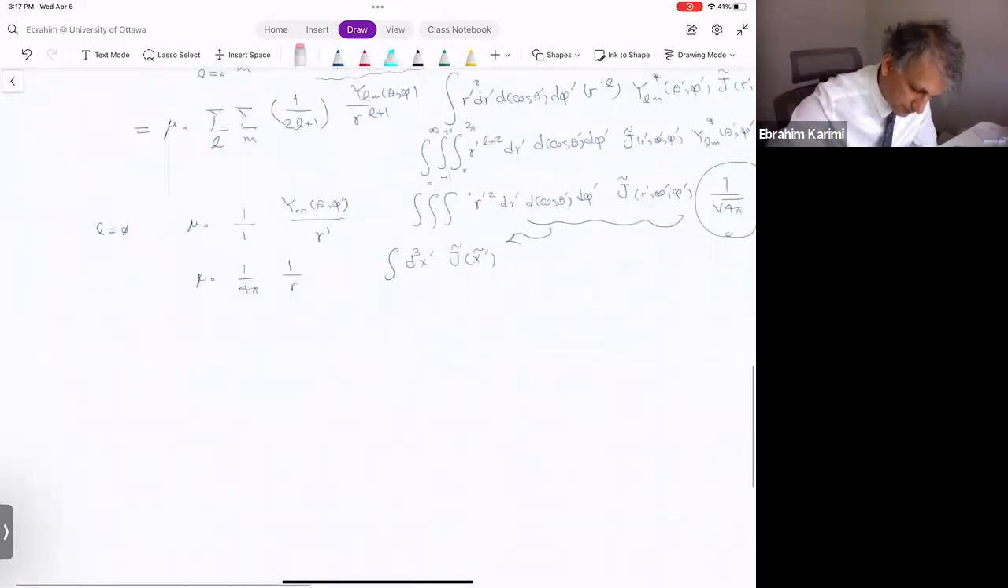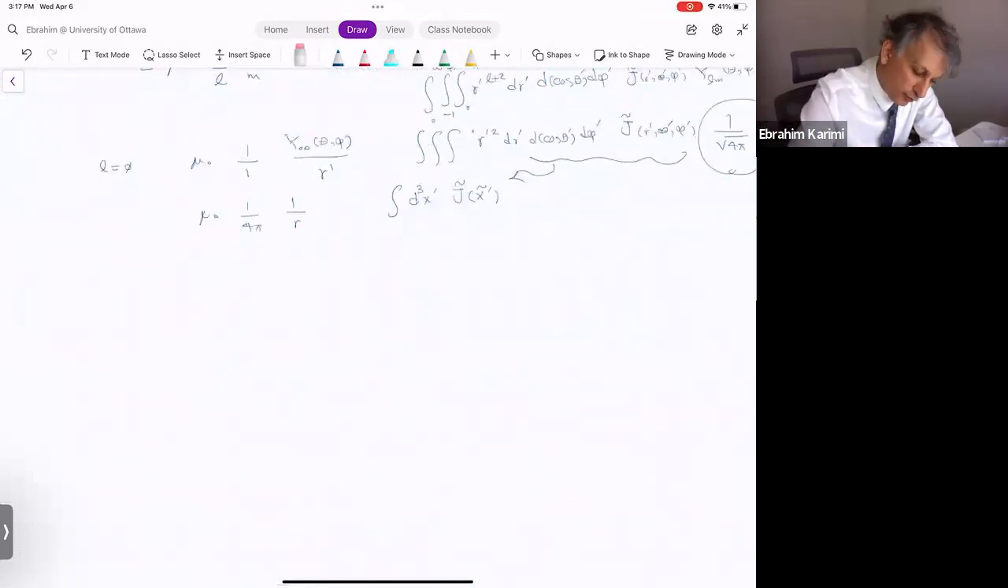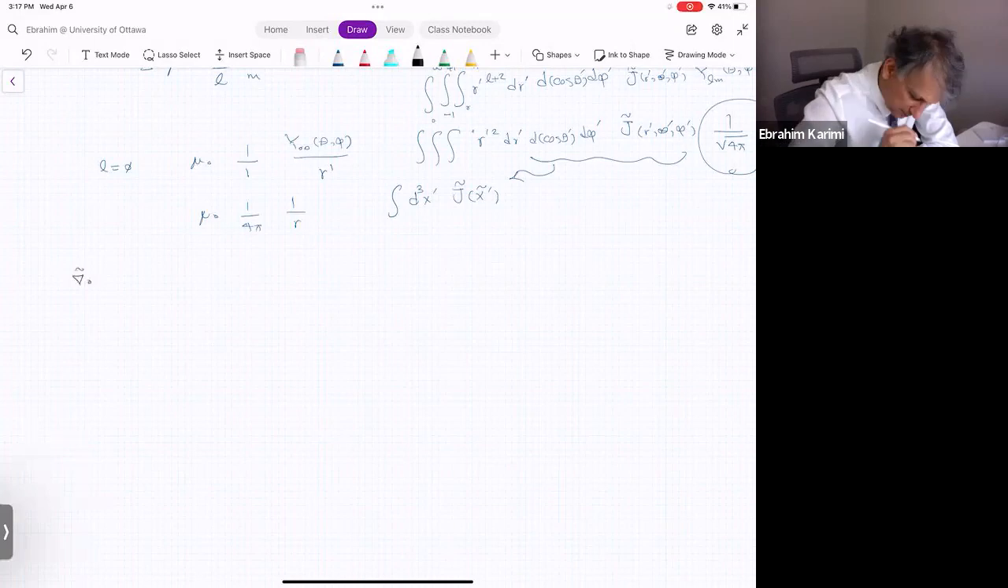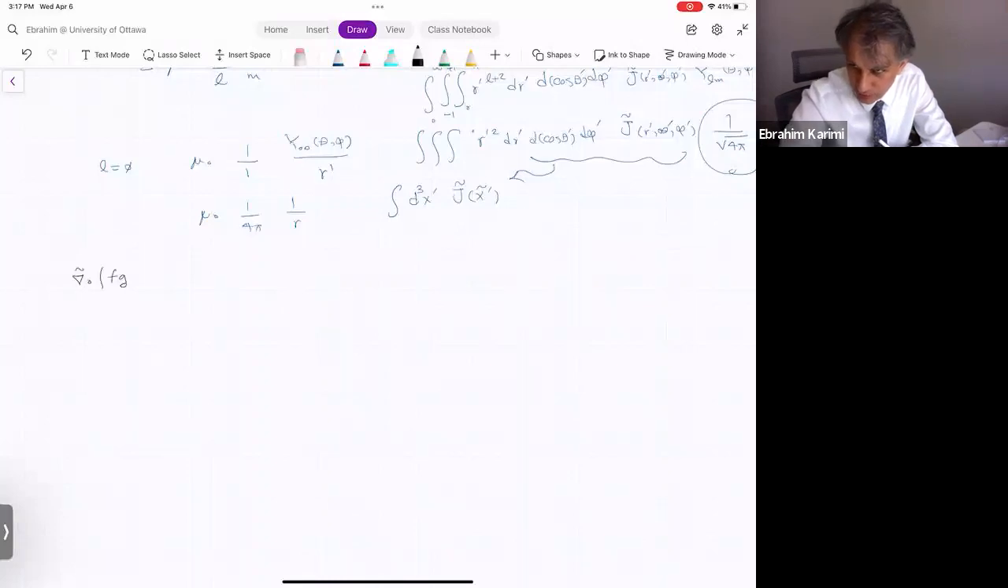Okay, let's do and prove that mathematically. Let's do the calculation of divergence of two well-behaved functions f and g and a current J.